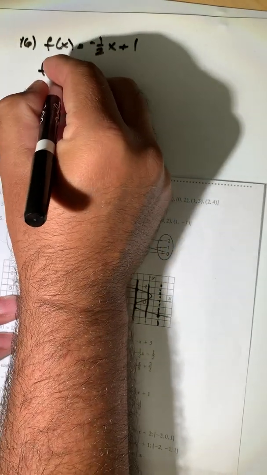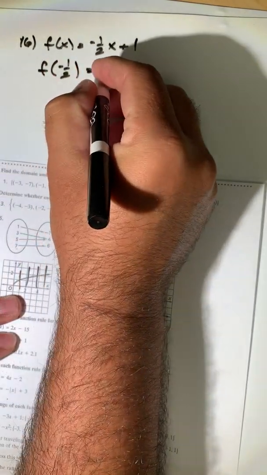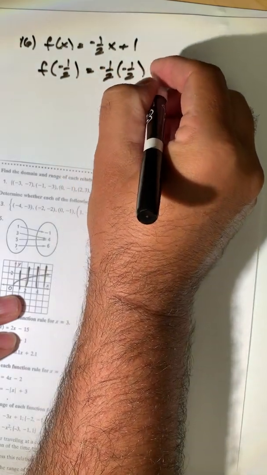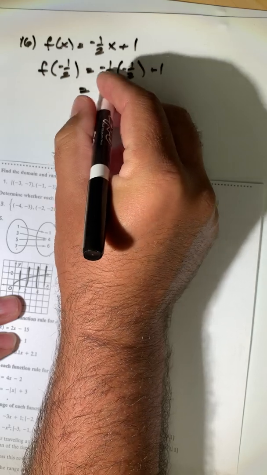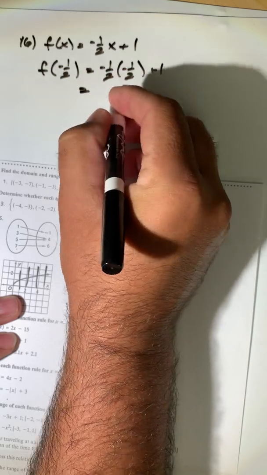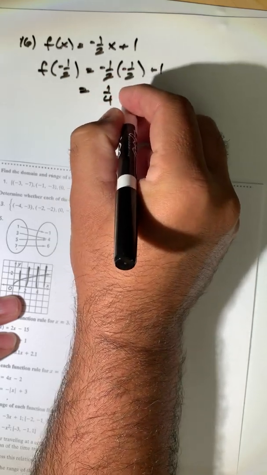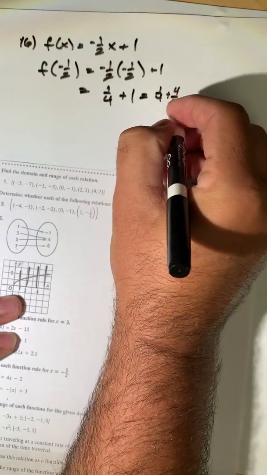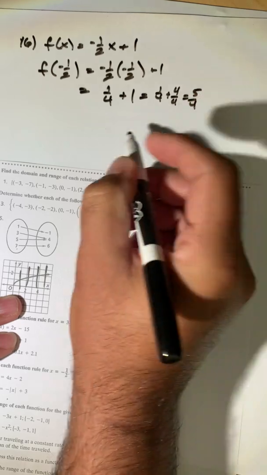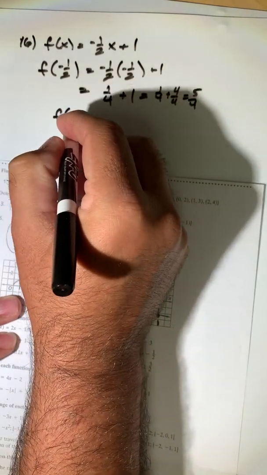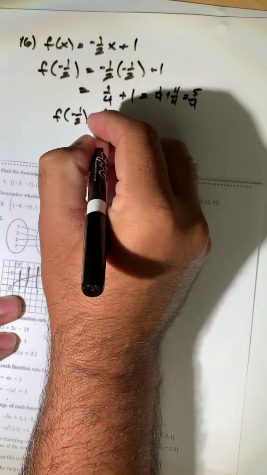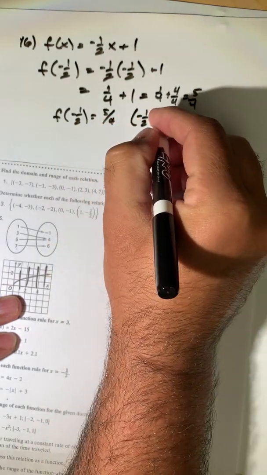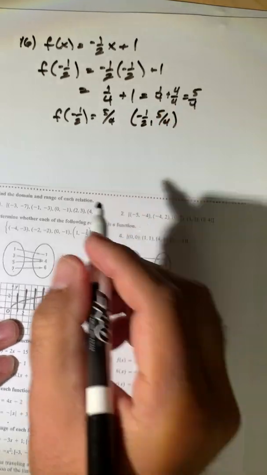So we're doing f of negative 1 half is negative 1 half times negative 1 half plus 1. Negative times a negative is a positive, and a half times a half is 1/4, plus 1. So this is 1/4 plus 4/4, which is 5/4. So I've got f of negative 1 half equals 5/4. And again, I could write that as negative 1 half comma 5/4.